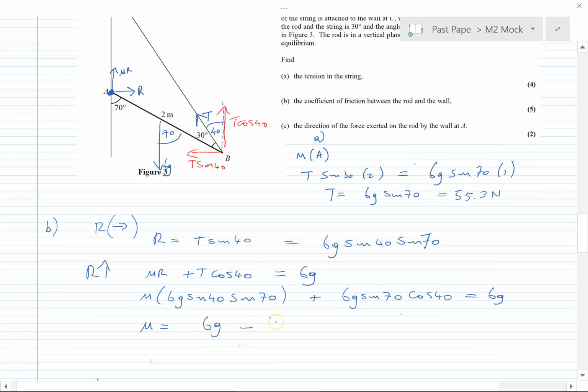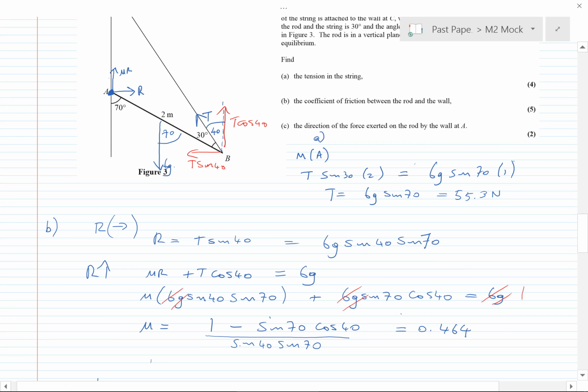Tell you what, I'll cancel before I do that. It doesn't matter really, because I know we're going to use a calculator anyway, but if there's some obvious cancelling, I always say take that chance. So 1 minus sine 70 cos 40, that's that taken over to the side, divided by sine 40 sine 70. Okay, that's 0.464.